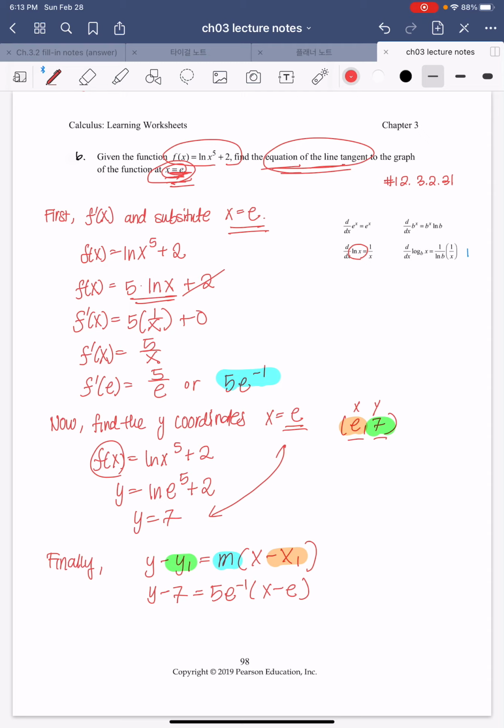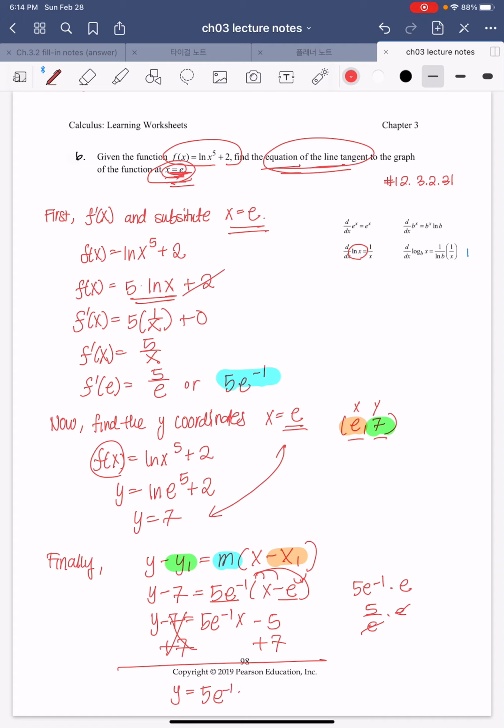Let's put it into y equals mx plus b format. So distributing this, I have y minus 7 equals 5e raised to the negative 1 x. This part over here, I'm going to have distributing negative 5e to the negative 1 times e. This is the same thing as 5e times e, so it's just 5. Adding 7, my final answer is going to be 5e to the negative 1, x. Negative 5 plus 7 is plus 2.